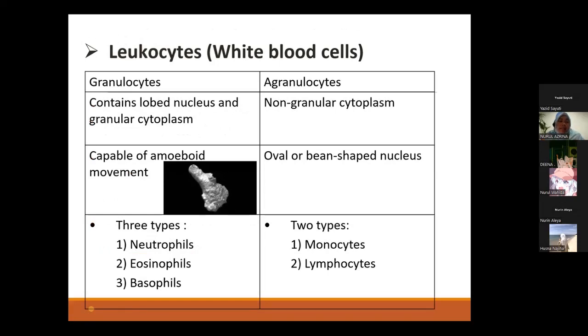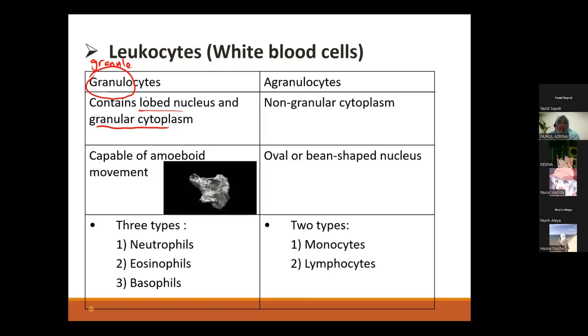What does it mean by granulocyte? Granulocyte came from the word granule. So granulocyte white blood cells have granular cytoplasm, meaning the cytoplasm has round granules like that. And then it has lobed nucleus.